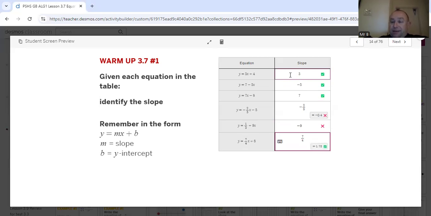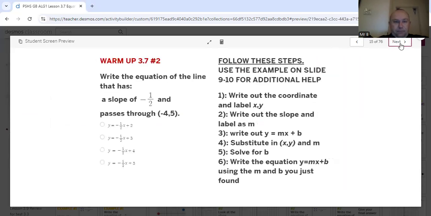If we had something that was in standard form, then it would be important that you go back first and write it into slope-intercept form so you could answer the question just as I did.